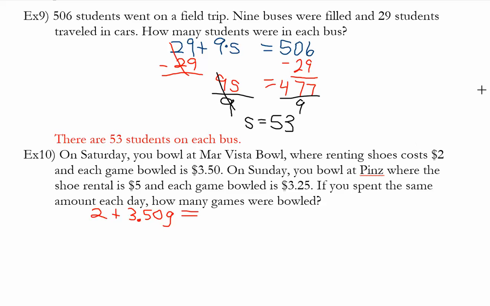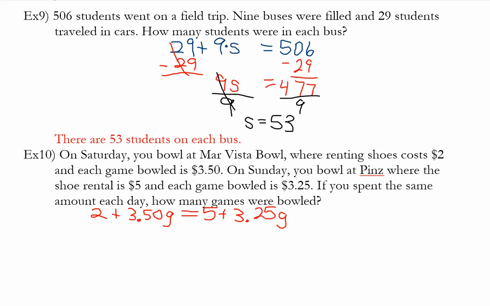so on Sunday, the next day, I went to Penn's, where the shoe rental was $5. So there we go, that initial cost again, $5, plus each game being $3.25. If I spent the same money each day, how much did I spend? The first thing we've got to do, and I forgot my variable, games, right there.